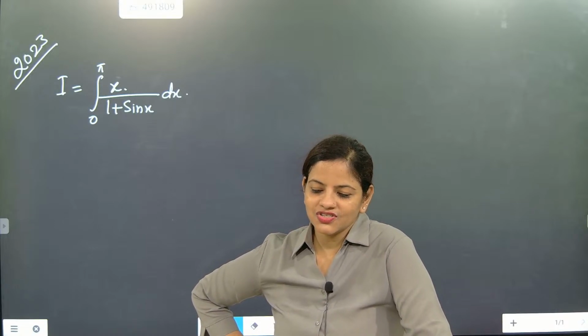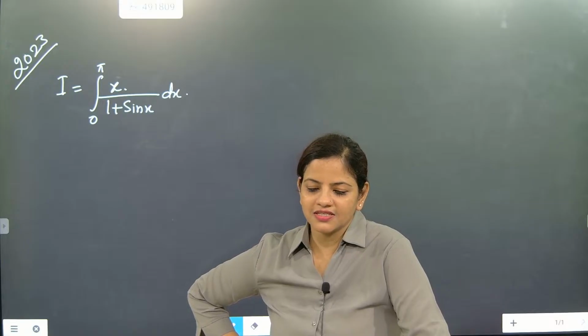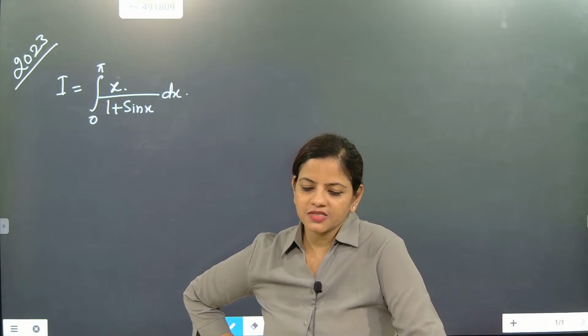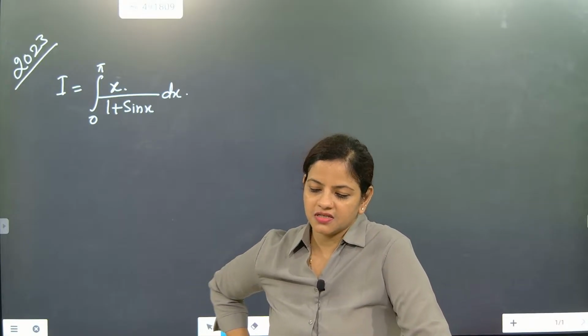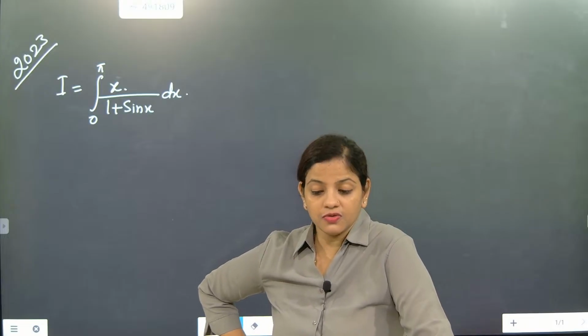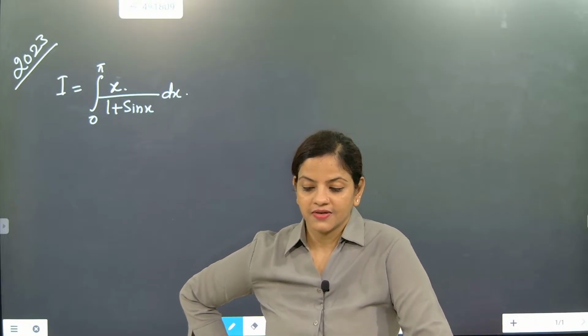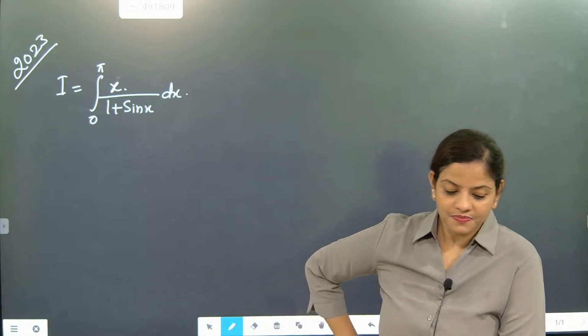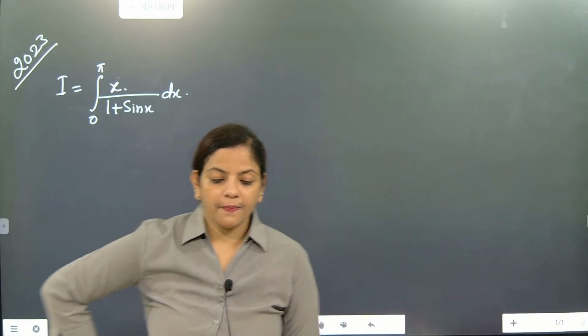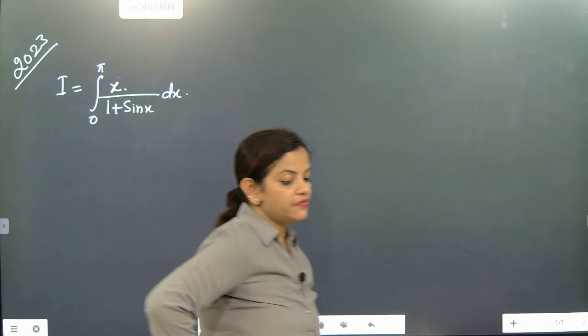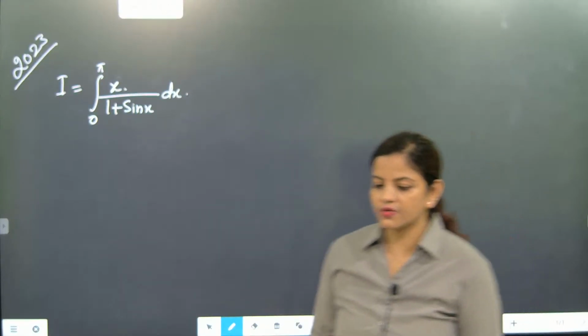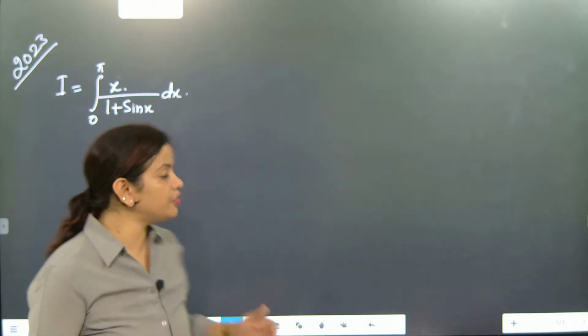Do rationalization. Yes, I'll do rationalization with 1 minus sin x. But beta, first I need to remove that x. X is poisonous. So first we need to remove x and then we are going to do rationalization. That's a nice trick. Good. Now look here. Listen, when you are solving this question, she is correct only. But the first work is we have to remove this x.